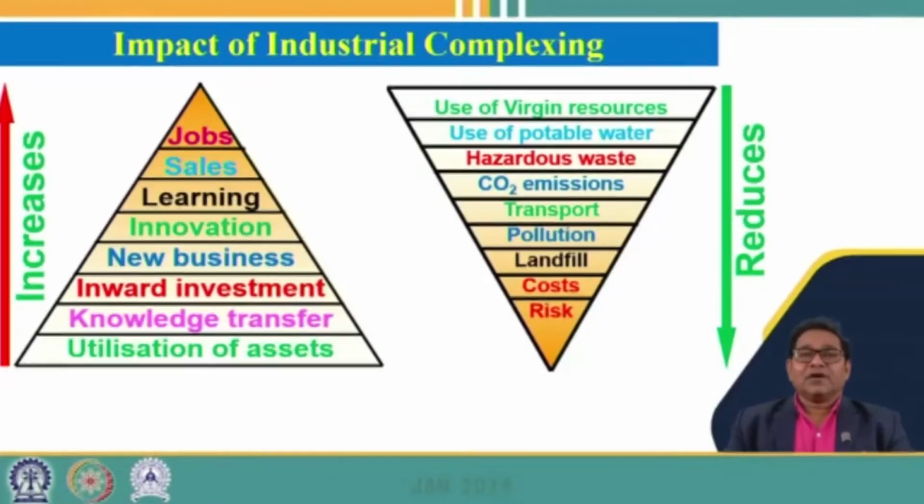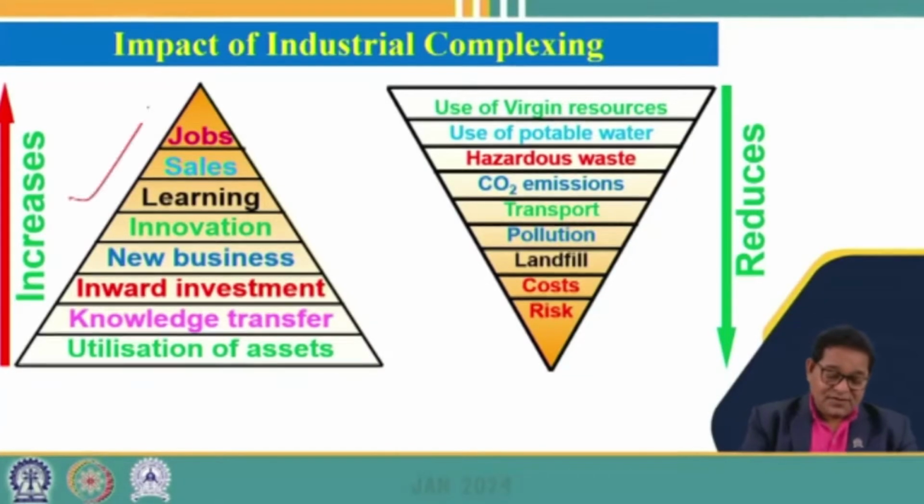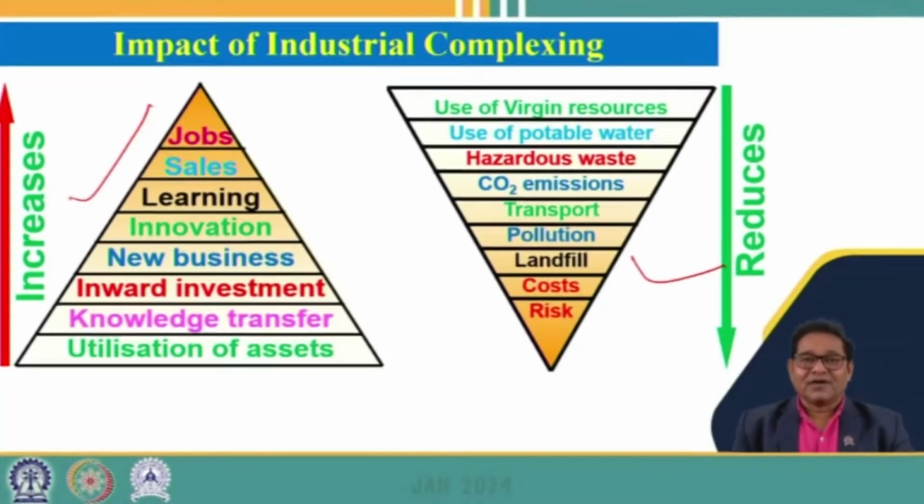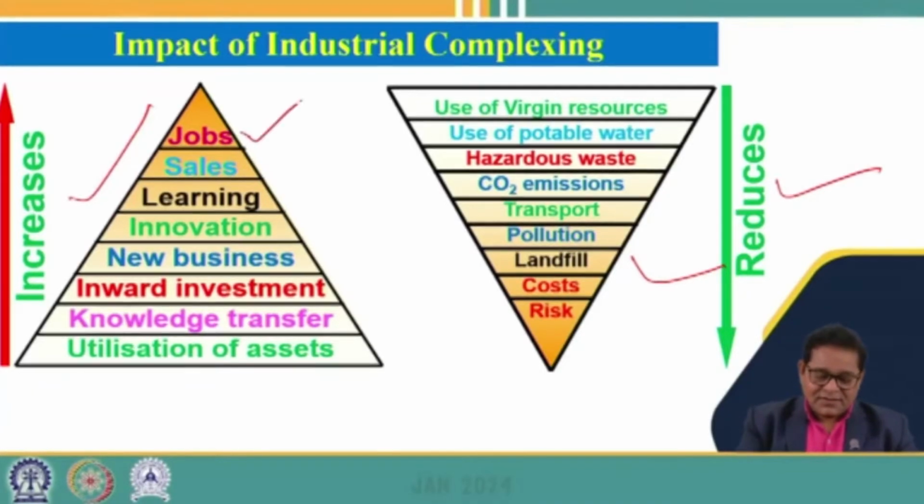Now let us talk about the various impacts of industrial complexing. These two triangles, one an upward triangle and another a downward triangle, indicate that one means increase and the other means reduce or decrease. Here we see jobs are increasing because of this industrial complexing, which will have different responsibilities and require different manpower. So this ultimately enhances the job prospects in the industries.